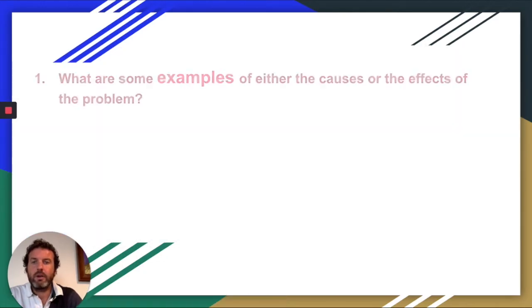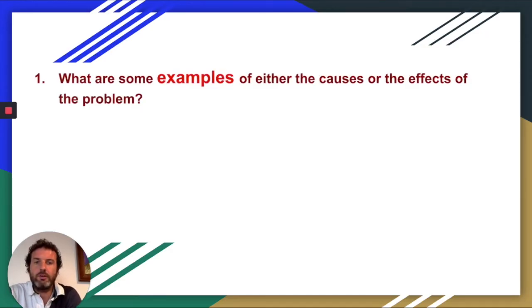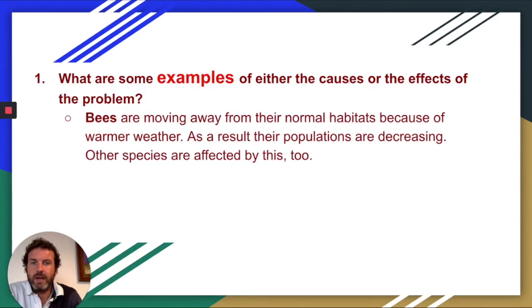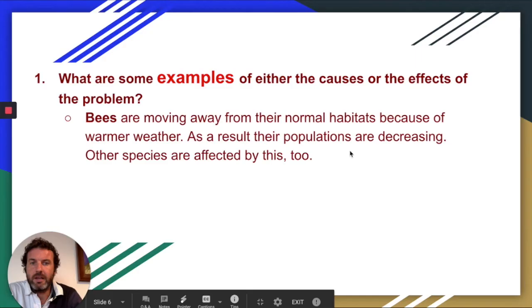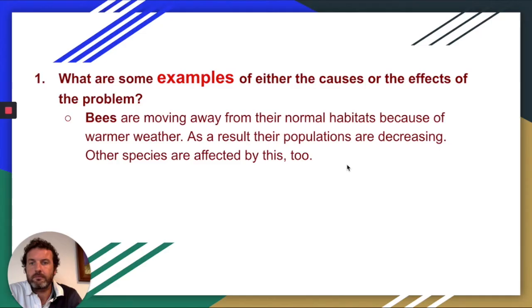Okay, so what I want to look at now is examples, because when you write your cause and effect report, we want you to not only identify causes and effects, but also to identify some examples of these causes and effects. Now, the video that we watched in the last lesson was very good because it provided lots of examples. So one example that they provided was about bees and how their populations are decreasing, and because of this, other species are affected too.